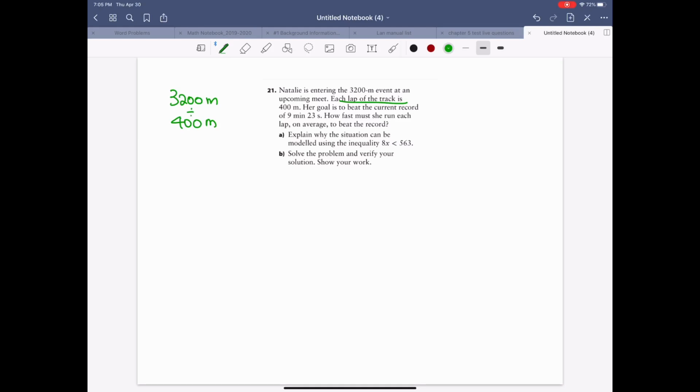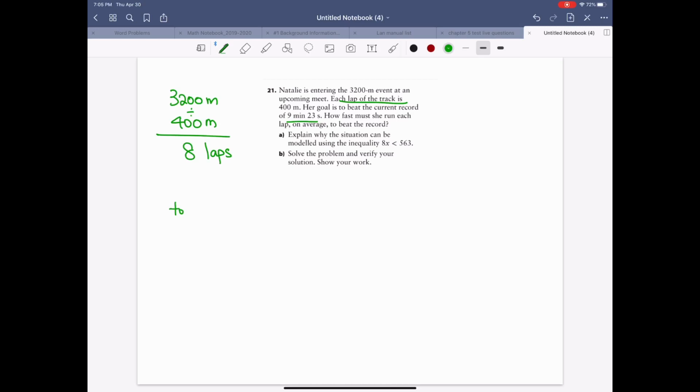So 3,200 divided by 400 gives you 8. So she needs to run 8 laps. Her goal is to beat the current record, that's the total time of finishing the 8 laps.